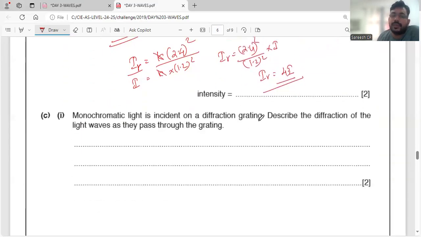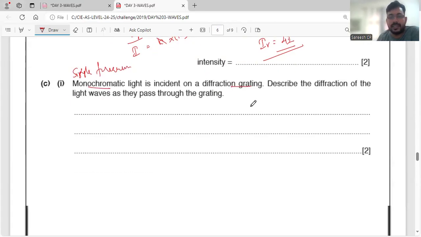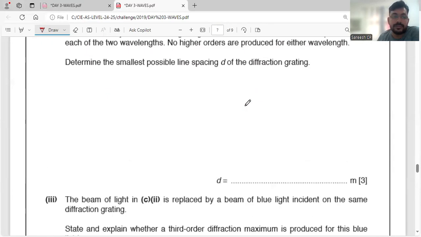Monochromatic light is incident on a diffraction grating. Describe the diffraction of the light waves as they pass through the grating. There is nothing to calculate in this question. Monochromatic means you need to say a single frequency or single wavelength is incident on the grating. When the light passes through the slit, it gets spread out. As the wave passes through the small opening of the grating, it gets spread out. That's the answer. I will share the answer scheme also.